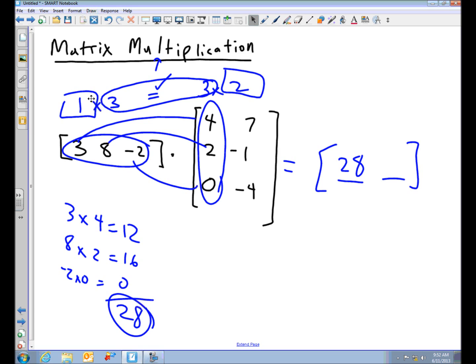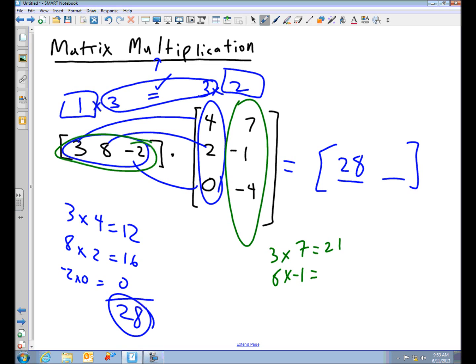Now we've done the process once, we have to repeat that process for every combination of row and column. So we now have to do it with our first row and now the second column in our second matrix. So we're going to do the exact same procedure. 3 times 7, that gives us 21. 8 times negative 1, that gives us negative 8. And then again, negative 2 times 4 gives us positive 8.